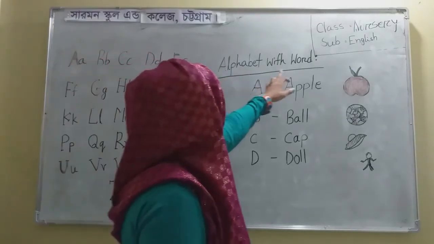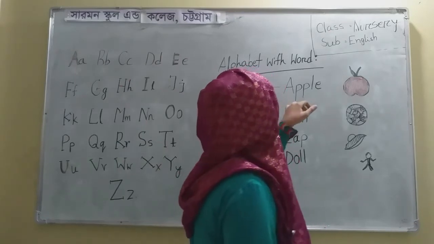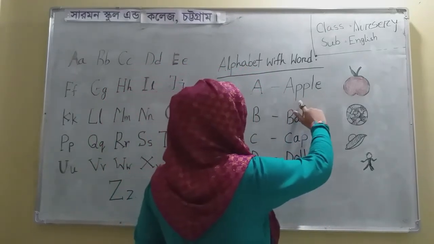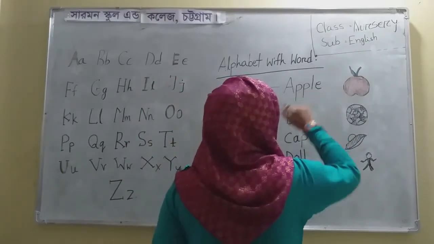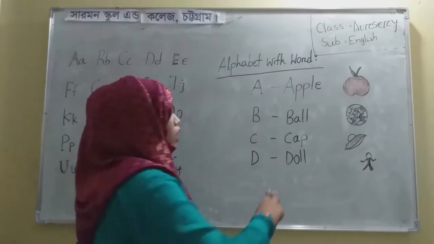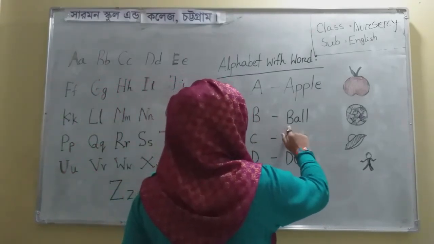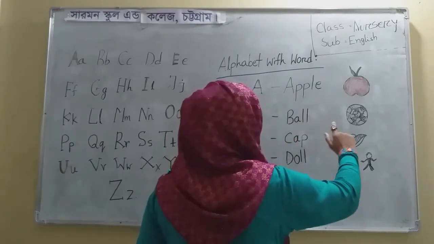Now I will teach you alphabet letter words. First one is A, apple. A, P, P, L, E. A is for apple. B is for ball. B, A, L, L. Ball.